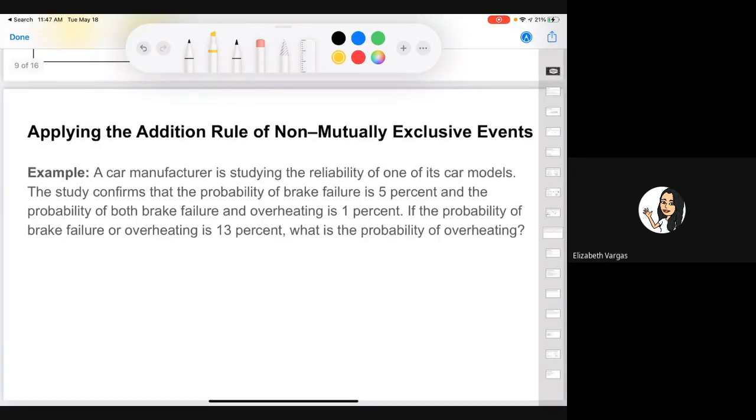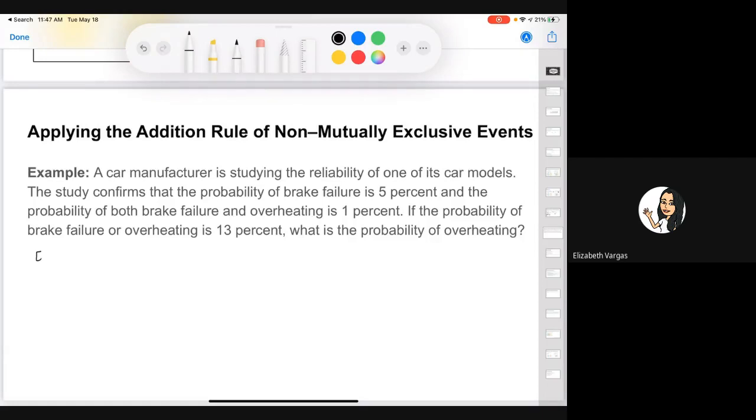What about an example of non-mutually exclusive? This says a car manufacturer is studying the reliability of its car models. The study confirms that the probability of brake failure is 5%, and that the probability of both brake failure and overheating is 1%. If the probability of brake failure or overheating is 13%, what is the probability of overheating?